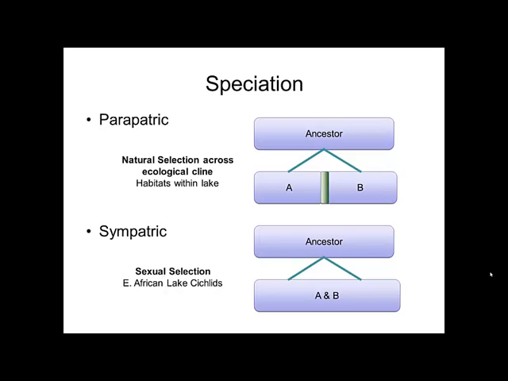We can also get differentiation occurring without any geographical differentiation, where we've got sexual selection going on, and the classic example is lake cichlids. So that's where the red ones mate with the red ones and the green ones mate with the green ones. Through time, they will diverge because the red ones don't mate with the green ones and the green ones don't mate with the red ones. Right.